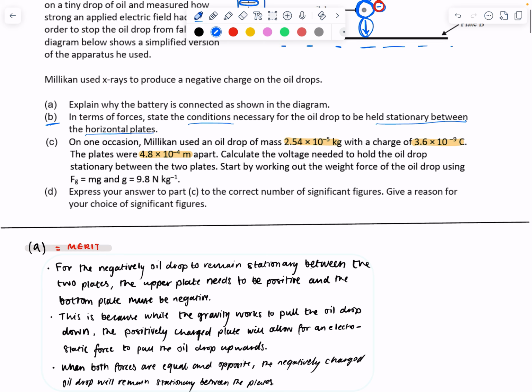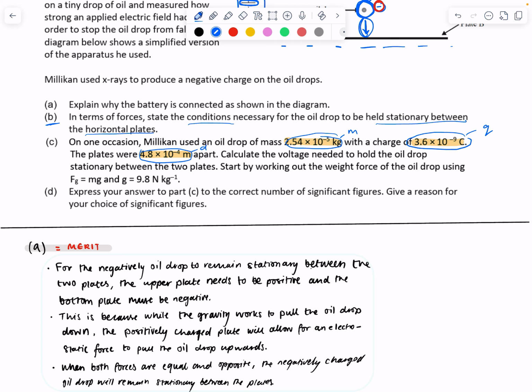Okay. Part C. On one occasion, Millikan used an oil drop of a mass of 2.54 times 10 to the power of negative 5 kg. So this is the mass. With a charge of 3.6 times 10 to the power of negative 9. So this is the charge of the oil drop. The plates were 4.8 times 10 to the negative 4 meters apart. So this is the distance.